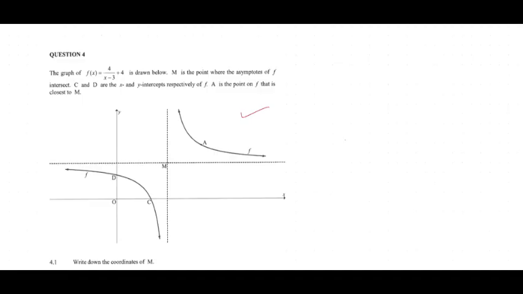So next we have a question: the graph of f of x equals 4 by x minus 3 plus 4 is drawn below. As you see, m is the point where the asymptotes of f intersect. This is the m point. C and D are the x and y intercepts respectively of this function. And A is the point on f that is closest to m. So this is the point A, which is closest to m.